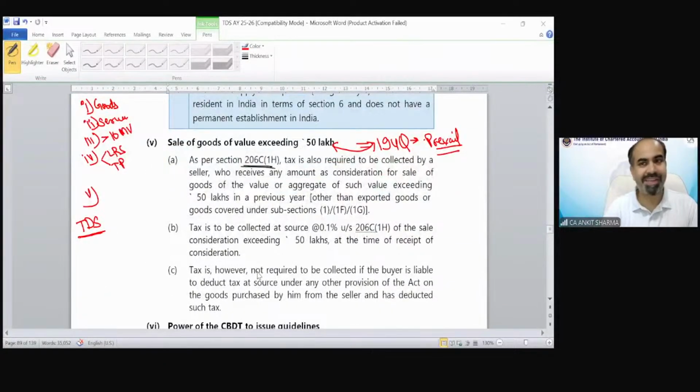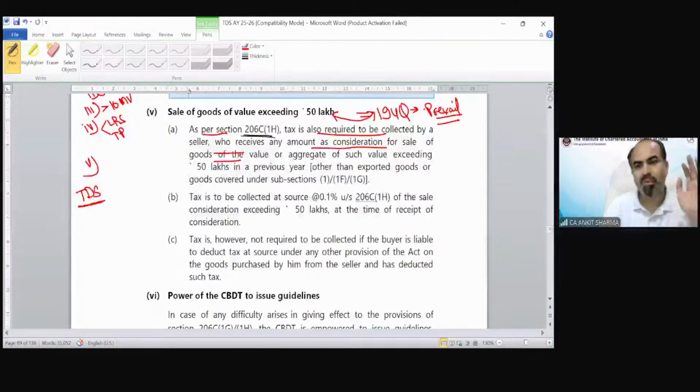Now, if you read it, you will understand that first of all, we have to understand section 194Q. As per section 206C1H, tax is also required to be collected by a seller who receives any amount as consideration for sale of goods. That's why we did not discuss section 194Q there, because if we had discussed 194Q there, and now discuss 206C1H, you might be confused with a kind of deja vu. We have already discussed it. There is just a difference of one thing. There the buyer needs to deduct TDS. Over here, the seller needs to collect the TCS. Same provisions are there. There is no difference. You can now read it easily.